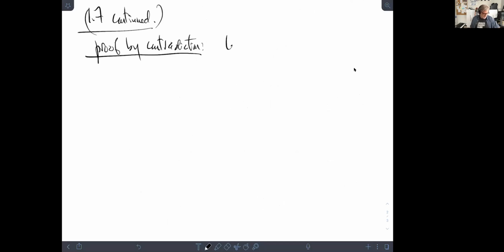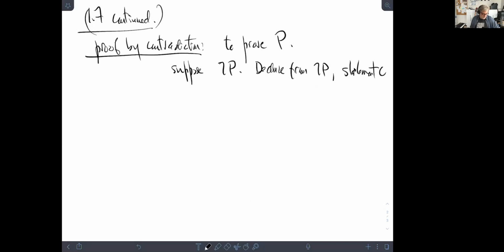So you want to prove P, some statement P. What you do is you say, okay, suppose not P. Suppose things don't go well at all, and not only is P not true, I mean, not P is true, same thing, right? And what you do is you deduce from this some statement Q, which is false.